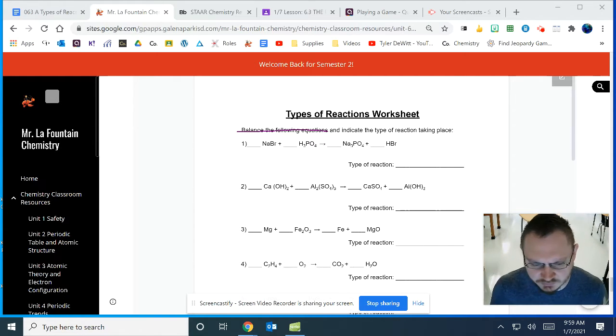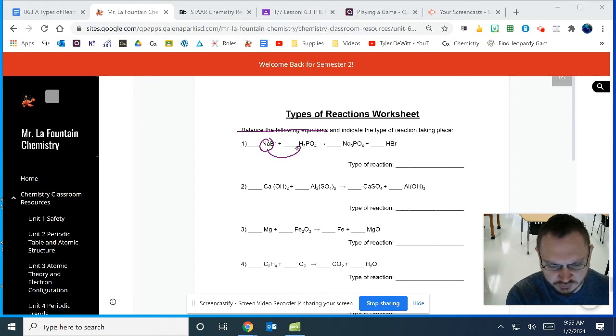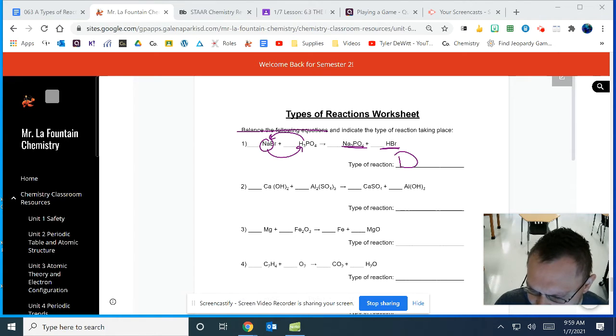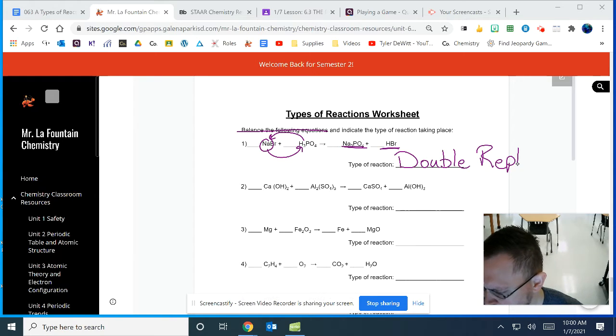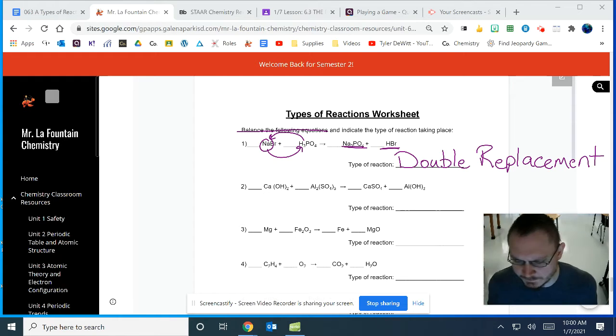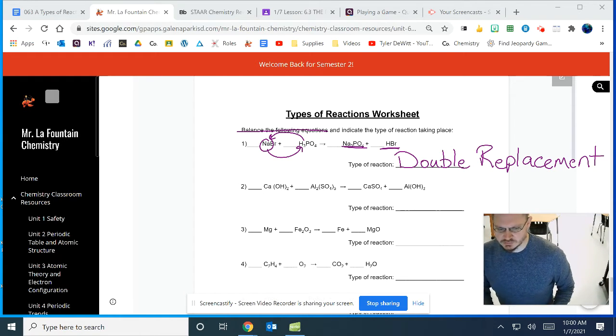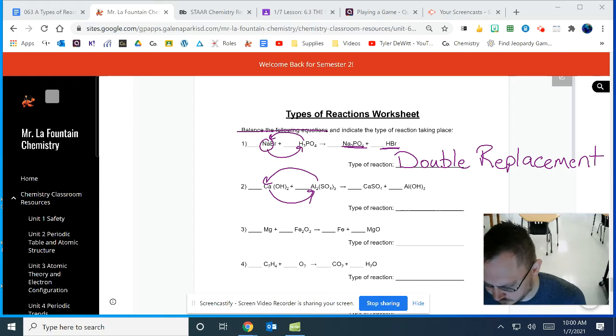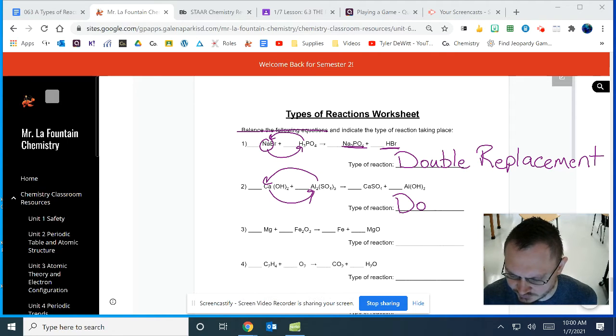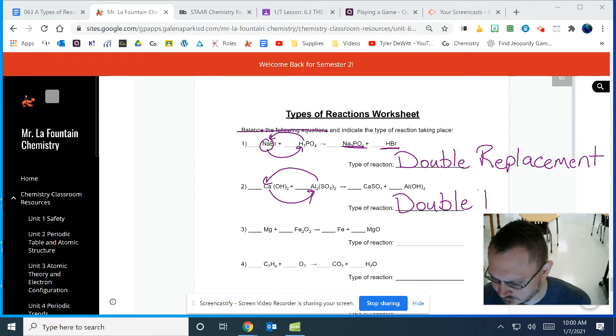So the reactions taking place here, we can see that sodium has switched with the hydrogen, and the hydrogen is now with the bromine. You can see that over here. That'll tell us that this is going to be a double replacement reaction. All right, and the same thing's going to happen here. We have calcium moving over to aluminum, aluminum switching with the calcium here. They've switched partners. Again, this is going to be another double replacement.